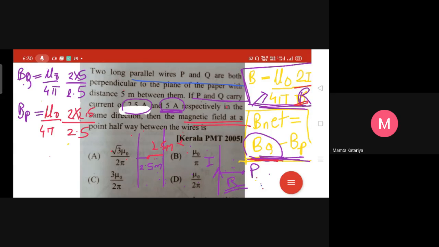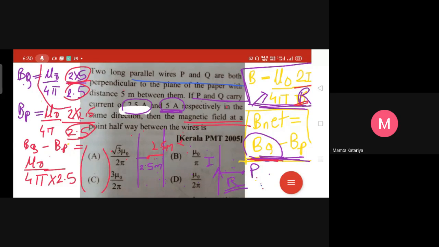Now we have to do BQ minus BP. BQ minus BP. So common things I am taking out, like here mu naught upon 4 pi is common. 2.5 denominator is also same, so mu naught upon 4 pi × 2.5 I am taking separate outside the bracket. So bracket mein kya aayega? Kya aayega bhai bracket mein, tell me. When I will do BQ minus BP, this mu naught upon 4 pi 2.5, I can take common. So 2 into 5, means 10, minus 2.5 into 10. So it's 5. Okay. So it's 10 minus 5. So 5.